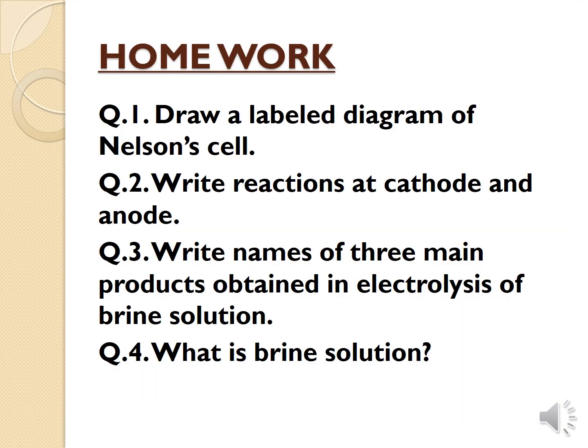In the Nelson cell we have obtained three major products, that is chlorine, hydrogen, and sodium hydroxide. Some questions related to the topic are given here. You have to write and learn the answers of these questions.